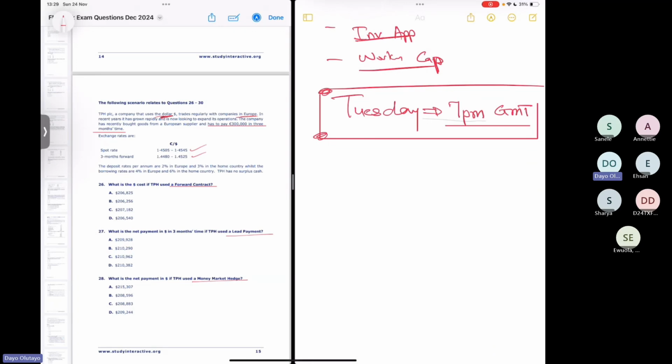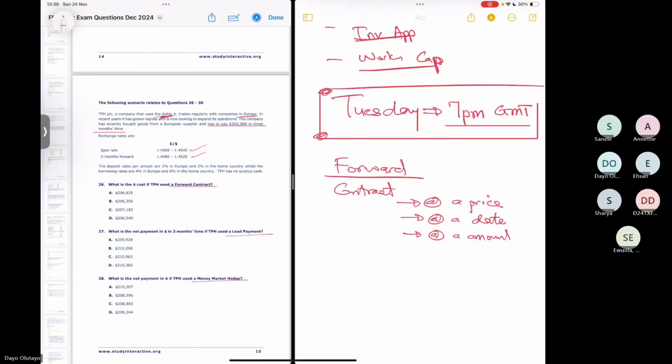First of all, for forward, you know that a forward is a future agreement. A forward is a contract to either buy or sell at a price, at a specific date in the future, and for a particular amount. That's a forward. So which means you will not be using spot rates. You need to use a 3 months forward rate quote.